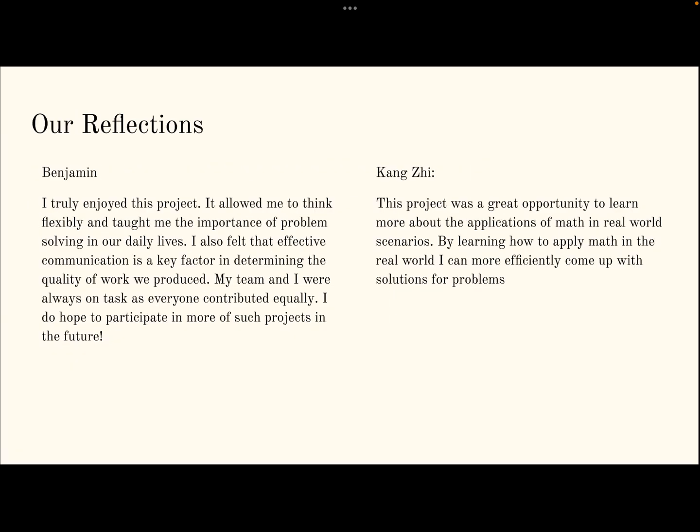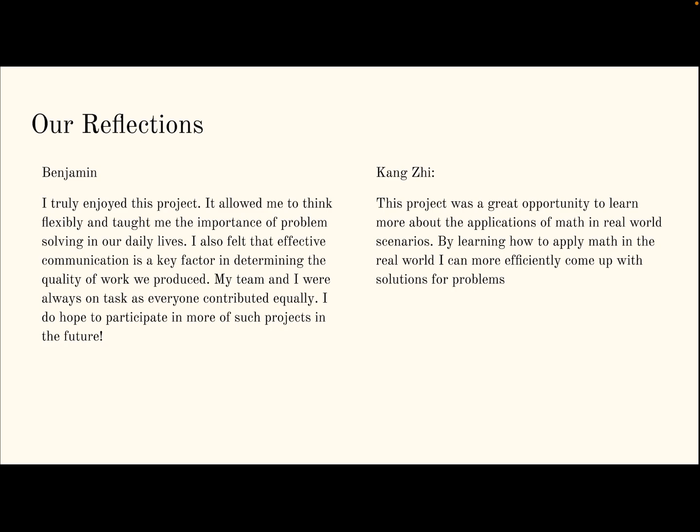To me, I truly enjoyed this project. It allowed me to think flexibly and taught me the importance of problem solving in our daily lives. I also felt that effective communication is a key factor in determining the quality of work we produce. My team and I were always on task as everyone contributed equally. I do hope to participate in more of such projects in the future.